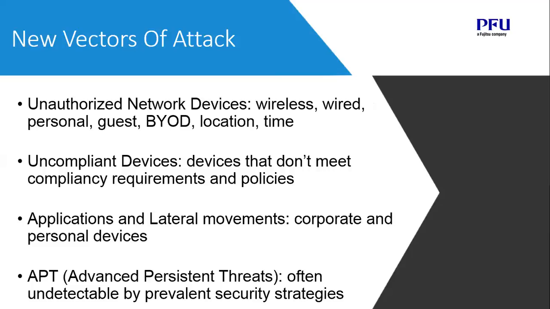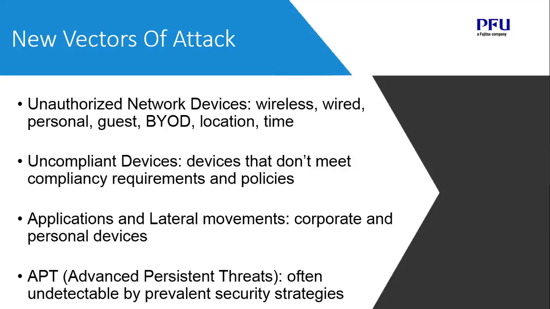So first of all, the unauthorized network devices. Having a network device on your network that is unauthorized, especially in certain IP segments of your network, could be a big problem, right? And we're talking about wireless and wired, and we're talking about personal devices, guest, corporate devices, unmanaged devices, BYOD, and we're talking about location and time. We need to know at any time where these devices are, when they connect, and when they leave the network perimeter, right?